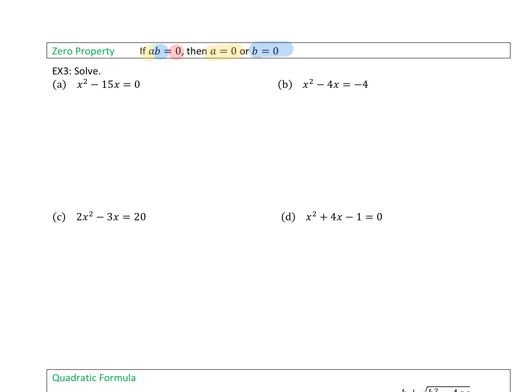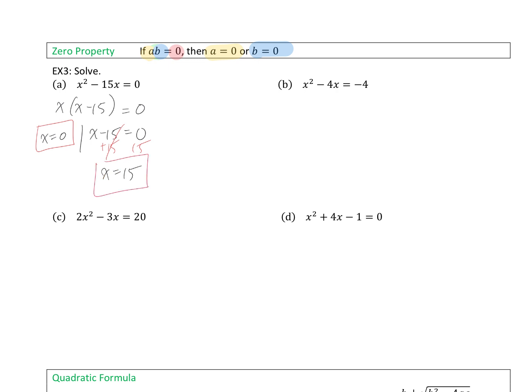So notice in this equation, how many x values do we have? We have x squared and x. So this wouldn't be good for the square root property, but let's go ahead and try to factor it. Well, we can pull out an x from both, and then we're left with x minus 15 equals 0. So by the zero factor property, we know that either x equals 0 or x minus 15 equals 0. So the first one is already solved. The next one, we'll go ahead and add 15 to both sides, and we get that x equals 15.